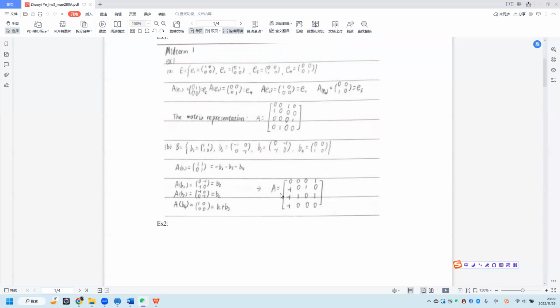So here, still as in exercise 1A, this is B1, B2, B3, and B4. For each column, we have AB1, AB2, AB3, AB4. AB1 equals minus B2, minus B3, and minus B4, so here are 3 minus 1. And the second one is equal to B3, so it has a 1 at the third row. This has a 1 at the second row. And the last is B1 plus B3, so it has a 1 at both the first row and the third row. So this is the matrix representation of A with respect to the basis B.